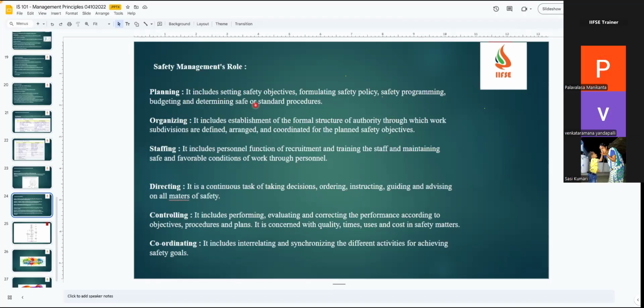Zero incident. Zero incident, sir. Oh, zero incidents. Okay. Have you seen any industry that reported zero incidents? No, sir. Is it possible practically? No, sir.